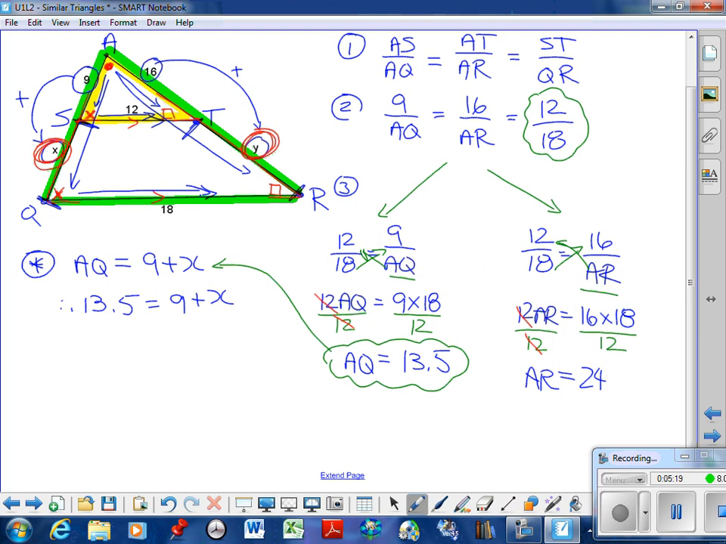How do you solve for X? Well, this goes back to last year. Isolate the X. What's the 9 doing? It's adding. So the opposite of adding is subtracting. So I'm going to subtract 9 from both sides. And that leaves me with 4.5. It's the exact value. So there's my X.